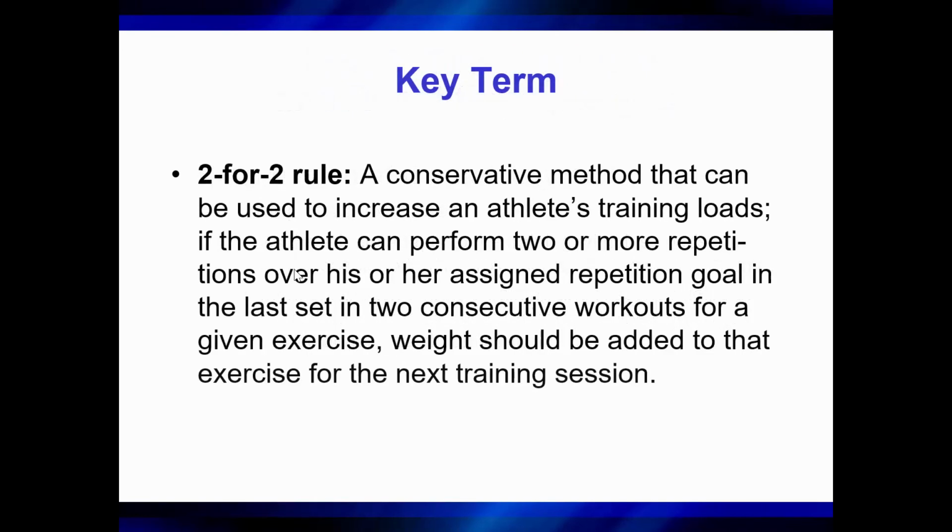Now, along those lines, there's a conservative method that can be used for increasing an athlete's training load. And this is the 2 for 2 rule. If the athlete can do 2 or more repetitions over the goal for 2 sessions in a row, go ahead and increase the load. That's just super simple. It slow cooks the athlete. It's 2 sessions in a row, so it wasn't a fluke, and it was 2 repetitions, so you're seeing a significant improvement. That's a conservative way of doing things.